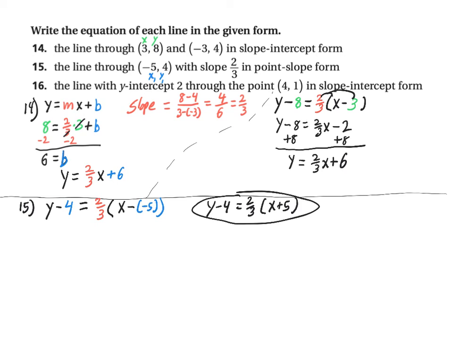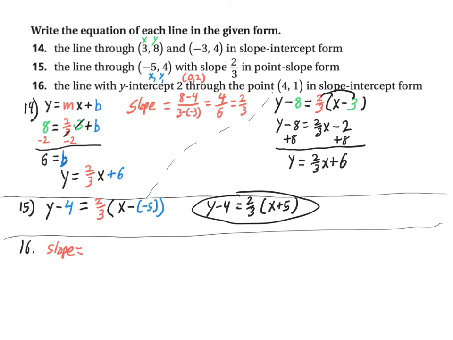Okay, then finally number 16. So it's a line with a y-intercept of 2 through the point 4,1 in slope-intercept form. So for this one, we have the y-intercept, we just don't have the slope. So we really need to calculate the slope before we do anything else. So for the slope, it's going to be change in y over change in x. Now the y-intercept, we can think about this as the point 0, 2.